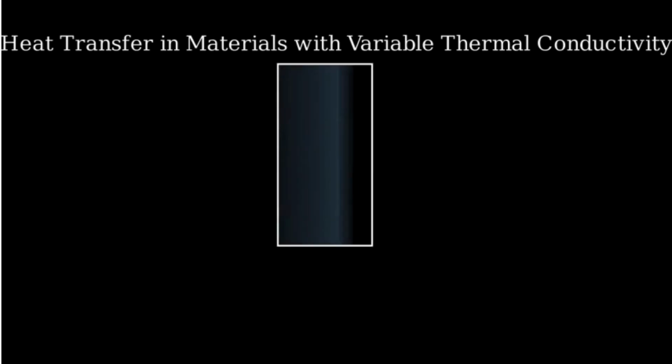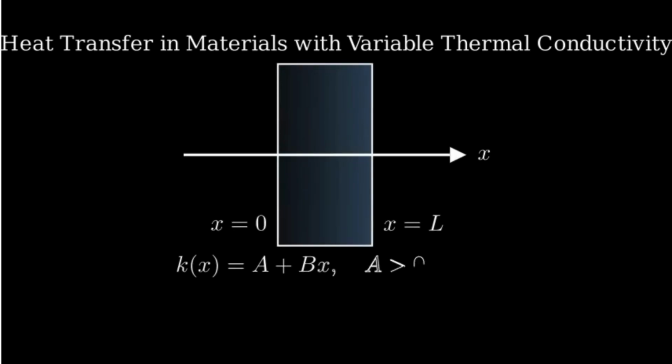We have a solid slab with thickness L. The thermal conductivity K of this material varies with the spatial coordinate x, according to the equation K equals A plus B times x, where A and B are positive constants. The slab has fixed temperature boundary conditions: 0 temperature at x equals 0 and temperature T subscript 0 at x equals L.